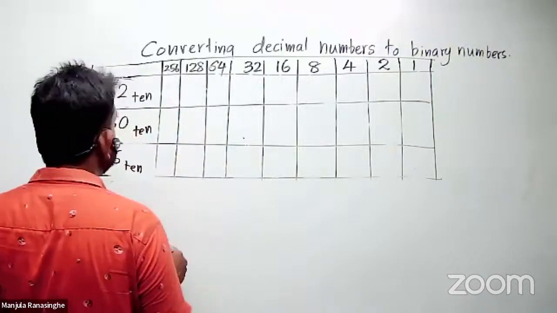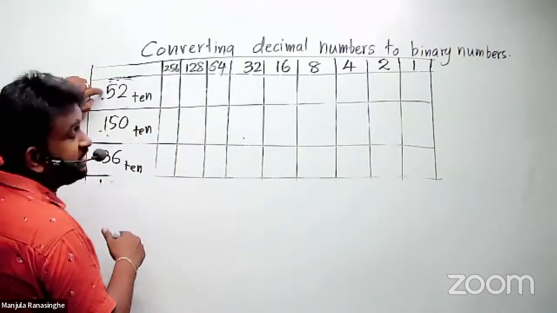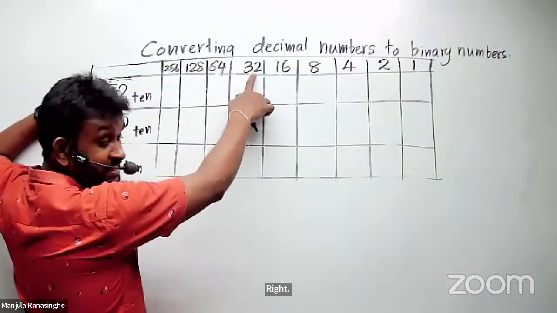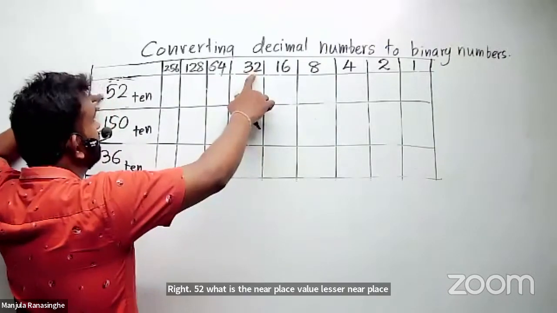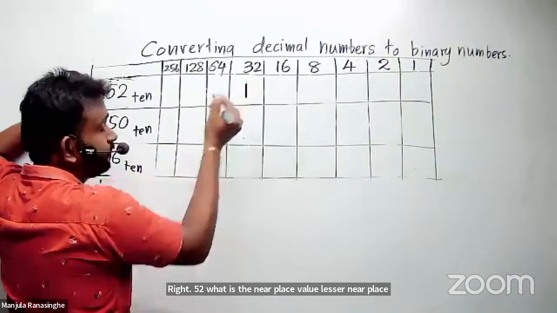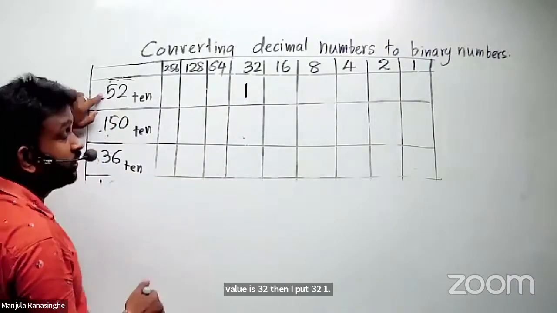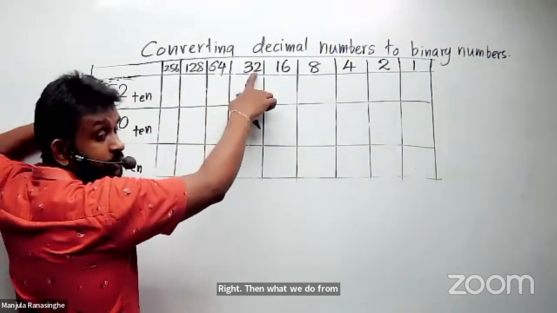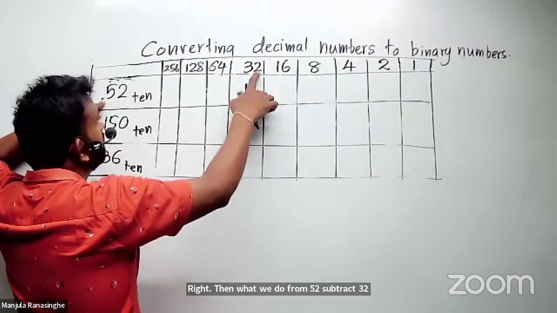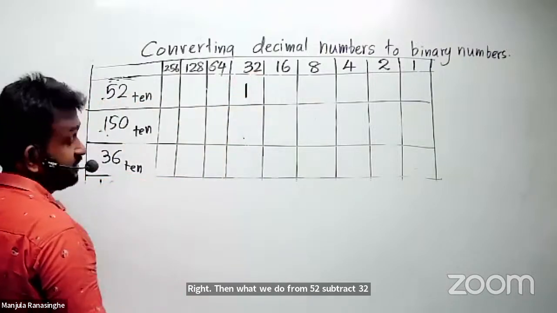Right. 52. What is the nearest place value? The lesser nearest place value is 32. Then I put 1 for 32. Right. Then what do we do? From 52 subtract 32. Then 20 is the balance.